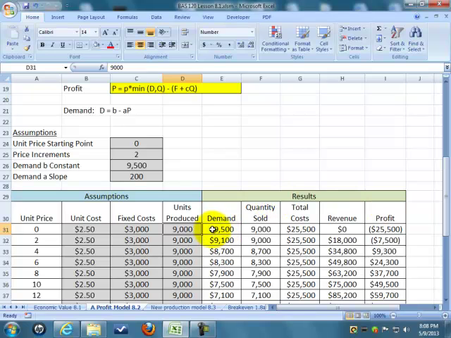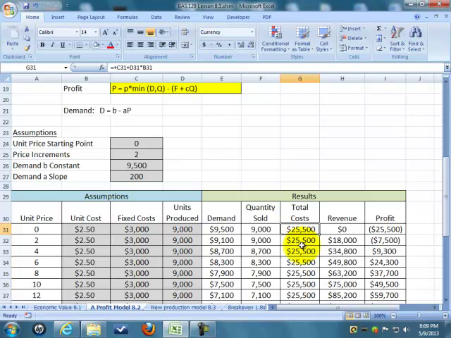Now if you notice over here the results, our demand function is calculated. You see the formula up here. It's calculated based on the demand function you gave us. So in this situation, we produced 9,000 units, but we could have sold 9,500. The demand was actually higher. But the quantity sold, the next column, is going to be whichever of these two numbers is smaller, which should make sense. I can't sell something I didn't produce or make. But if there's no demand, I can't sell it just because I produce it. So the quantity sold is going to be the smaller of the demand or the number of units we produced.